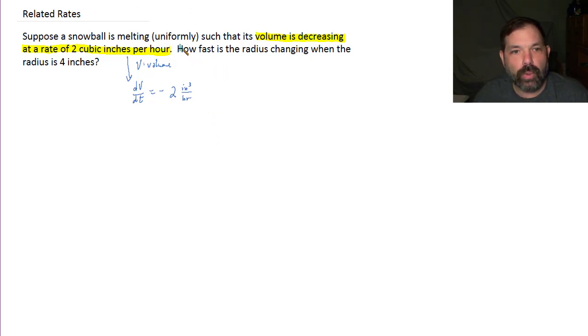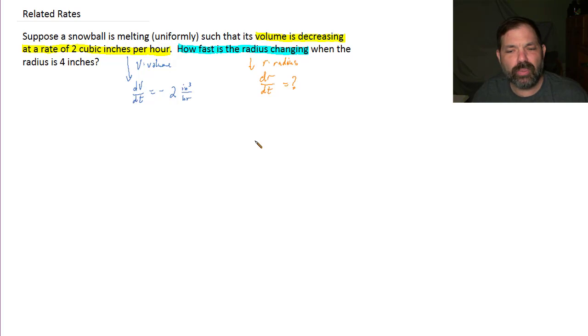How fast is the radius changing? All right, well, again, let's take that into notation. If we let r be the radius, we want to know dr/dt. That's what we're trying to figure out. What's the change in the radius with respect to time? How fast is the radius changing? When the radius is 4 inches, that gives us a specific value.